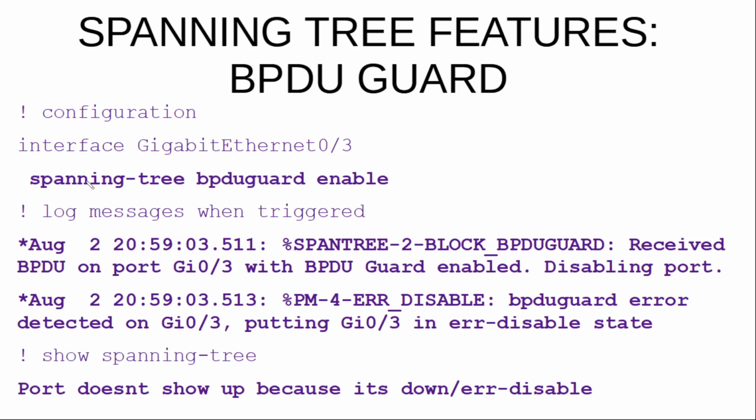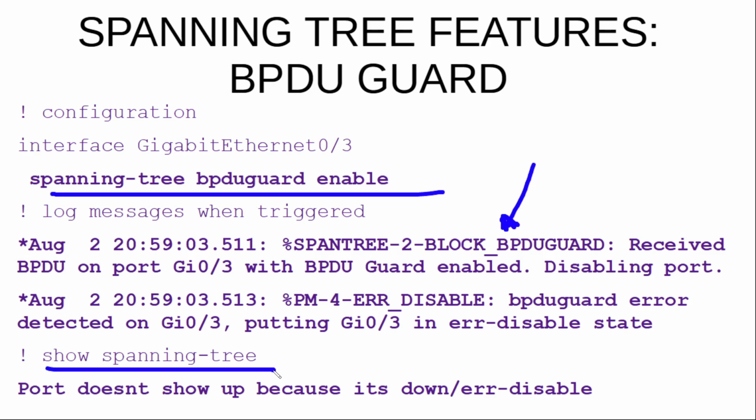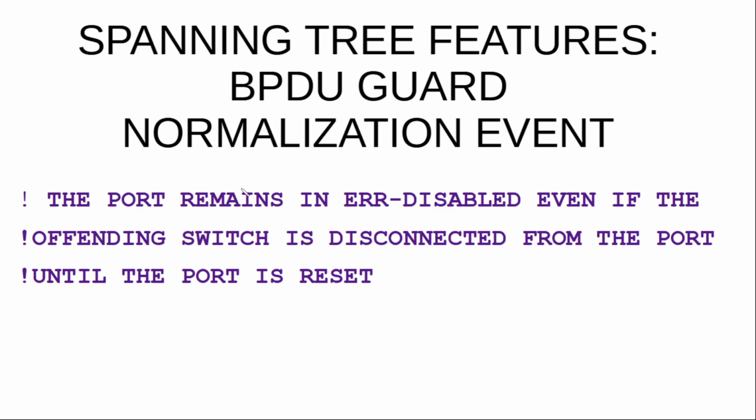So for instance, you can configure this in this way: BPDU guard enable. This is the alert that happens when someone plugs in a switch there, and if you issue show spanning tree, the port will not show up because it is down, because it was set to error disabled mode. So in order to normalize it, you will have to go in there and reset your port. Even if the user disconnects the switch, the port will remain in error disabled mode.